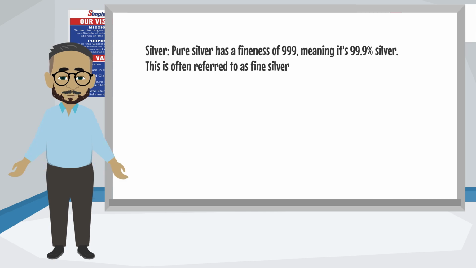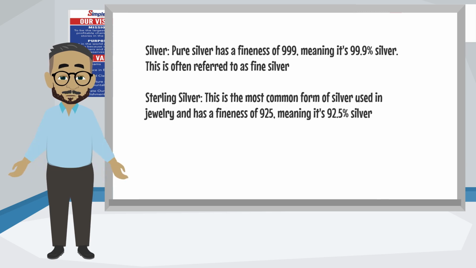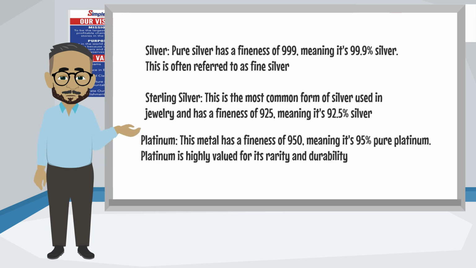You have silver. Pure silver has a fineness of 999, meaning 99.9% silver. This is often referred to as fine silver. You have sterling silver. This is the most common form of silver used in jewelry and has a fineness of 925, meaning it's 92.5% silver. Then you have platinum. The metal has a fineness of 950, meaning 95% pure platinum. Platinum is highly valued for its rarity and durability. Understanding these metals and their purities will help you provide accurate assessment and valuation during your transactions.